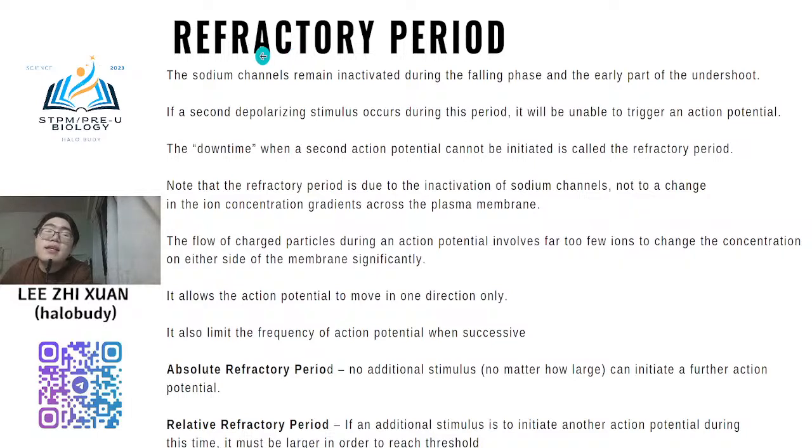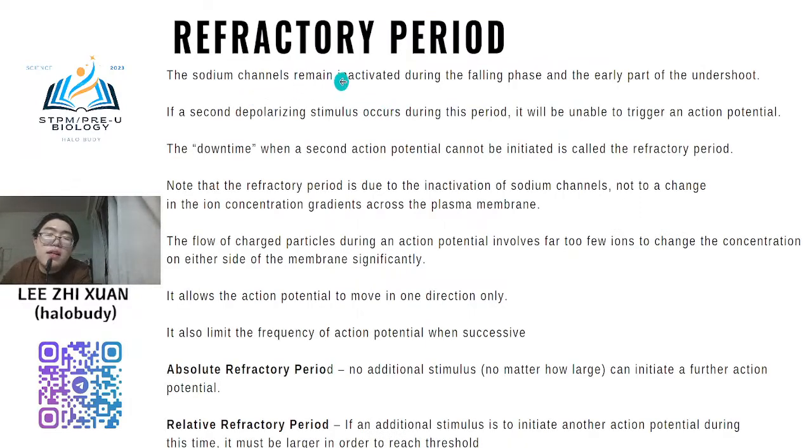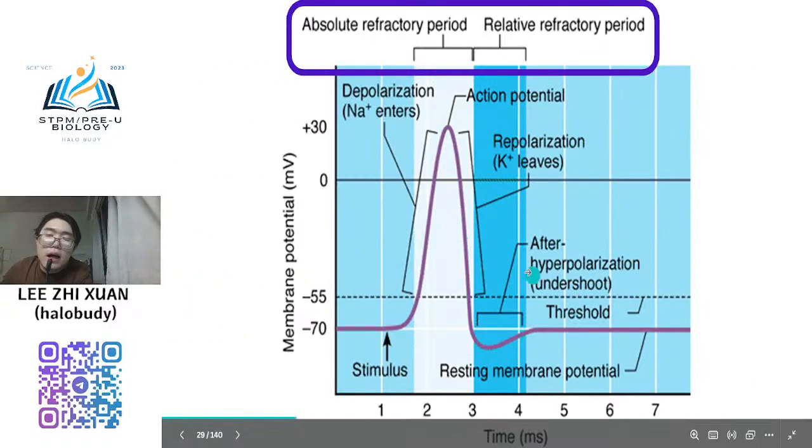The first one is the refractory period. The nerve impulse is transmitted through the refractory period. What is the refractory period? It is when the sodium ion channel remains inactivated during the falling phase and the early part of the undershoot. So the refractory period is the period when your sodium channel is inactivated during the falling phase and early part of the undershoot. So here, this is what we call the refractory period.